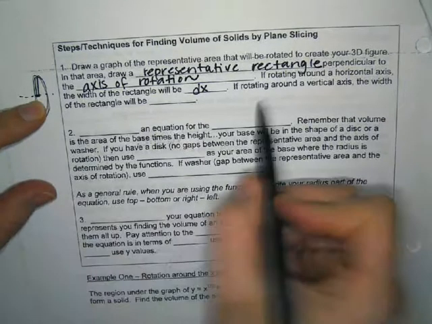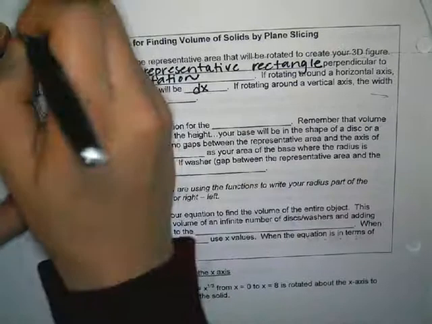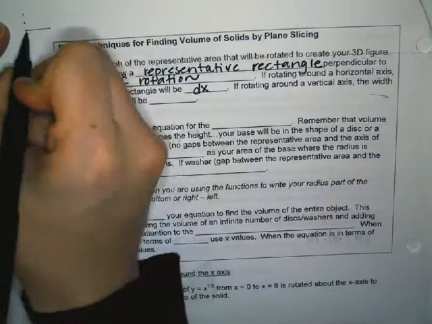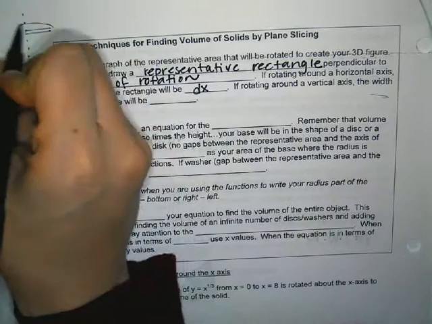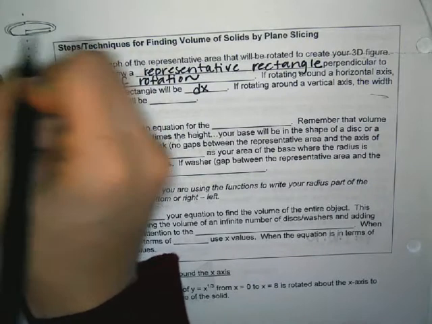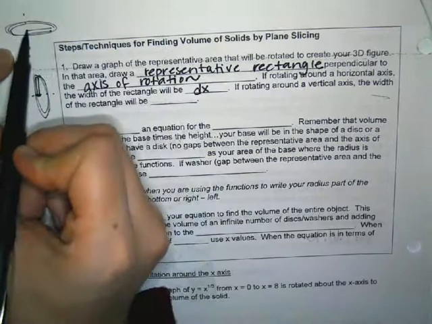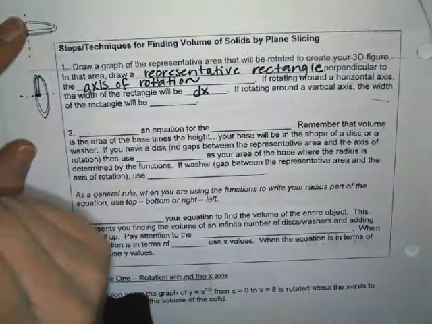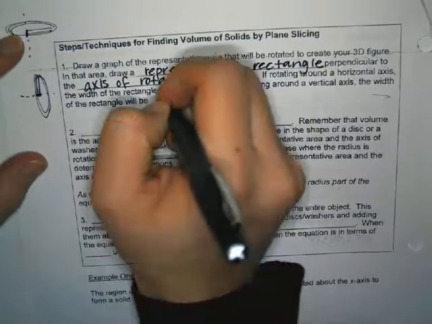If rotating around a vertical axis, so if now my axis is this way, so we've drawn my rectangle this way, and now it's spinning around there to create a shape, now my width is a y value because it's a y length, so it's going to be dy.